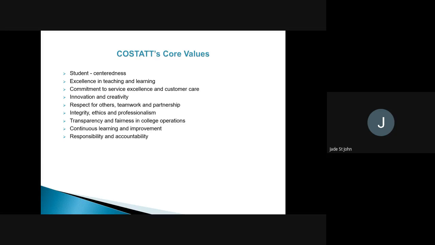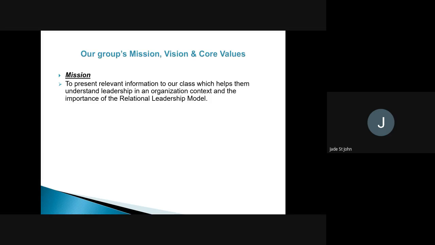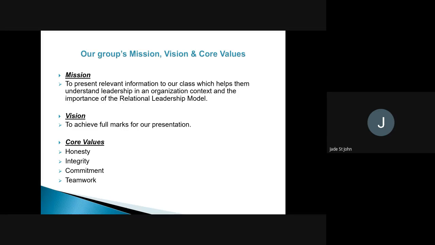And we took the liberty of developing a mission statement, a vision statement, and core values for our group. Our mission statement is to present relevant information to our class, which helps them understand leadership in an organizational context and the importance of the relational leadership model. Our vision statement is to achieve full marks for our presentation. Nothing too fancy. And our core values are honesty, integrity, commitment, and most importantly, teamwork. So that is it for my presentation. I will now pass you on to Liana.